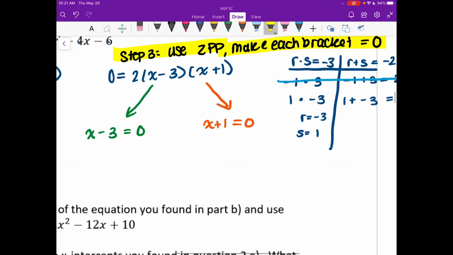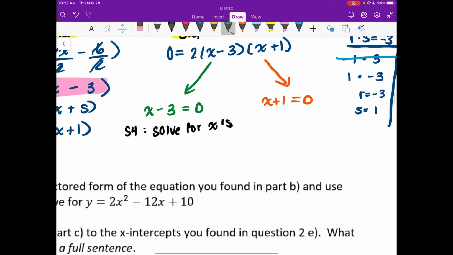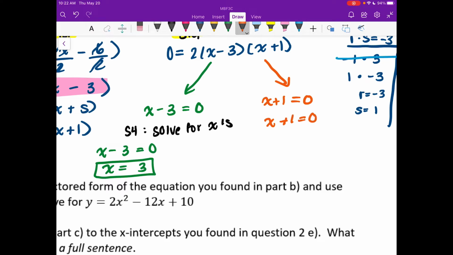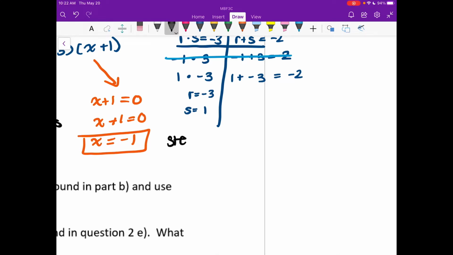And then step 4, solve for x. So let's solve for x on both the green and the orange. x minus 3 equals 0. I'm just going to move the 3 to the other side, so it becomes positive 3. And then same thing here: x plus 1 equals 0. Minus 1 on both sides, x equals negative 1. So those are my intercepts. And then step 5, write the coordinates.